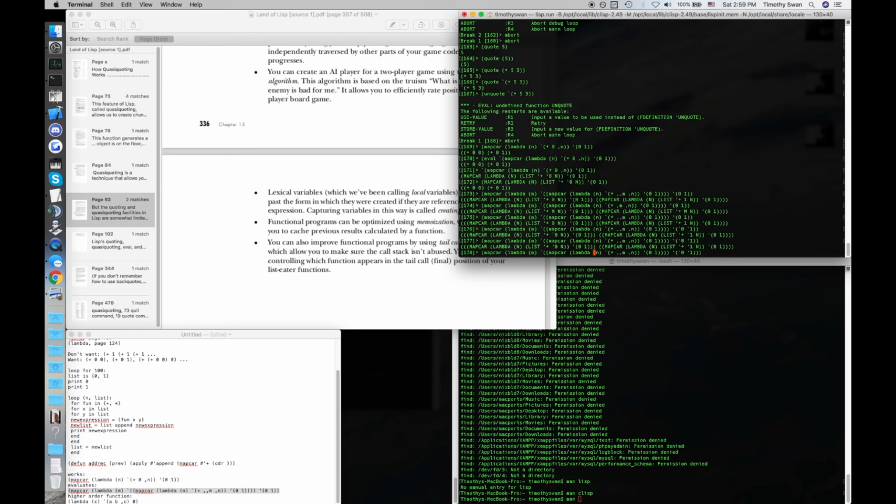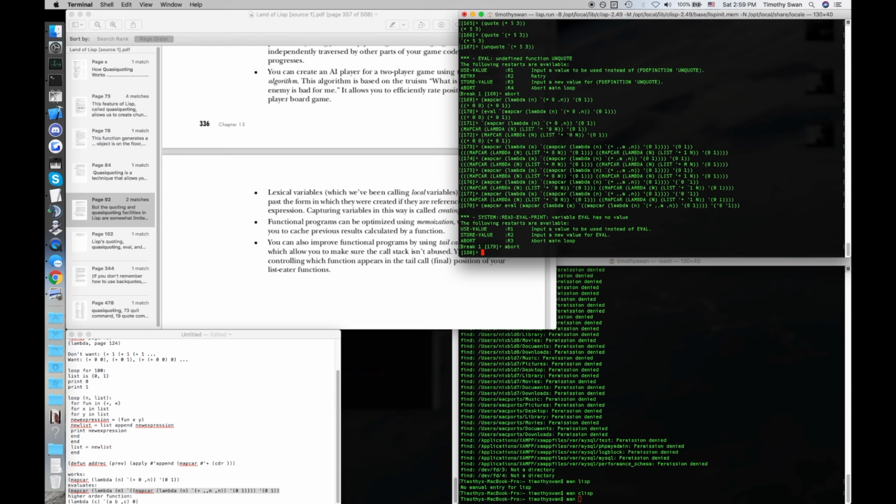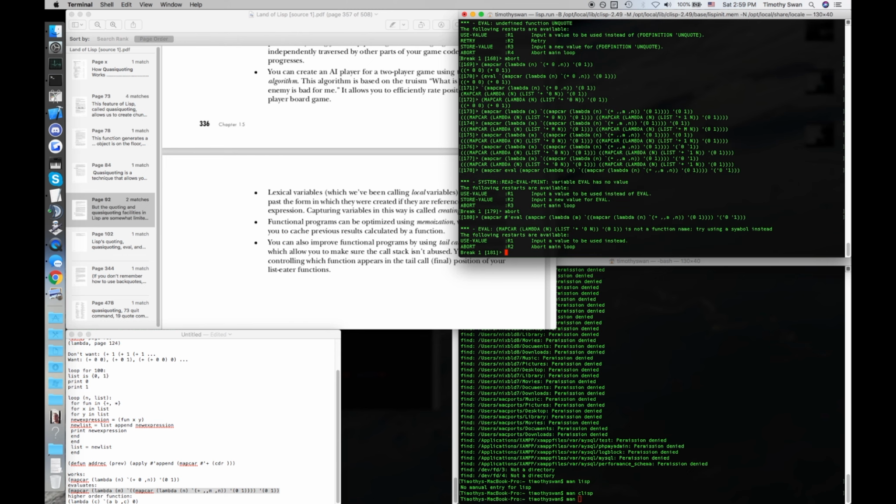So let me try doing a mapcar eval around this. It's not working for some reason. Did I do that wrong? I think I did that wrong. I think you're supposed to just do it like that. Okay, it's saying that mapcar blah blah blah right here is not a function name.